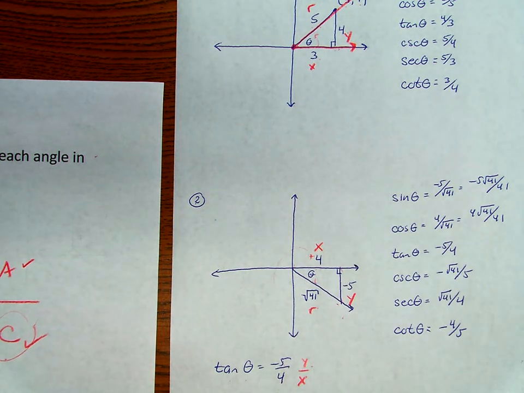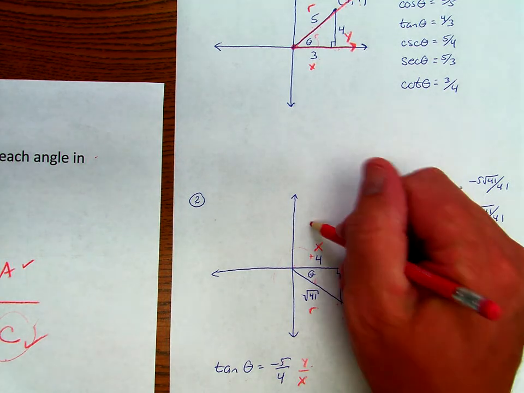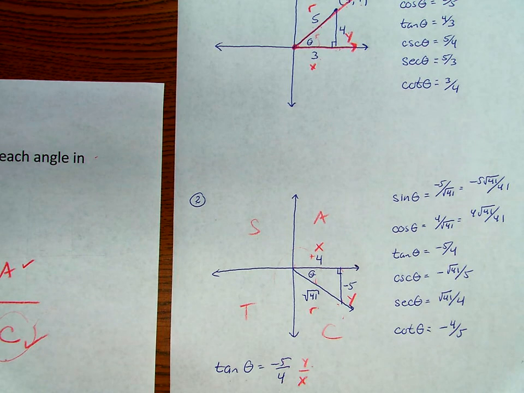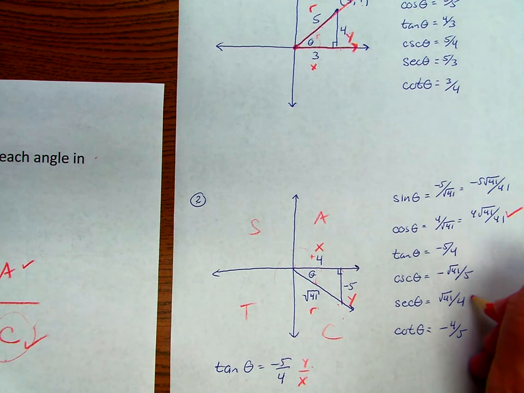Set up your fractions, reduce, simplify, rationalize, whatever it is you need to do in order to get them in a final form. All Seniors Talk Constantly, so we expect cosine to be positive and its reciprocal to be positive, secant. All the rest of them are negative.